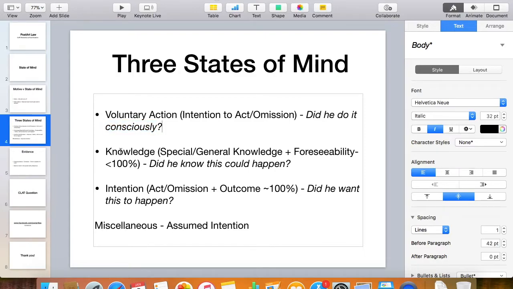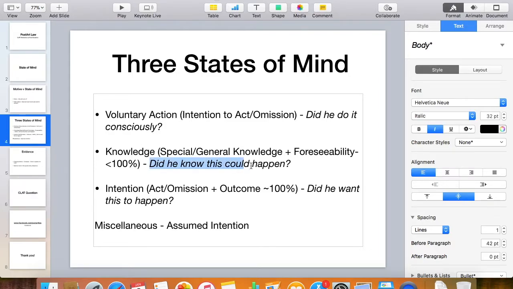So now knowledge. Knowledge mainly answers the question, did he know that this could happen? For negligence, say someone put a potted plant on a veranda, and it was not tied down, so that plant fell and hit someone on the road. His voluntary action was putting that plant on the veranda. So he's not liable for his voluntary action, right? Did he do it consciously? He put the pot on the veranda and the pot fell by itself. So there was nothing he did.